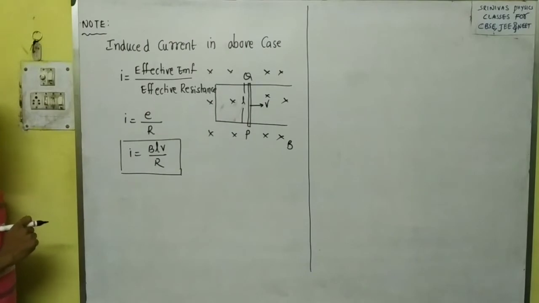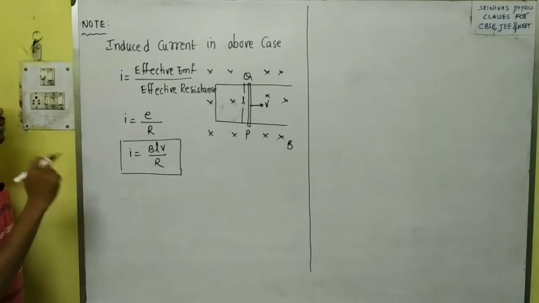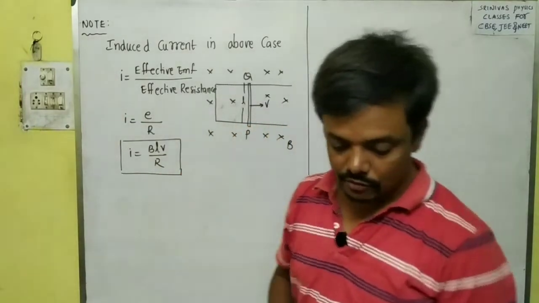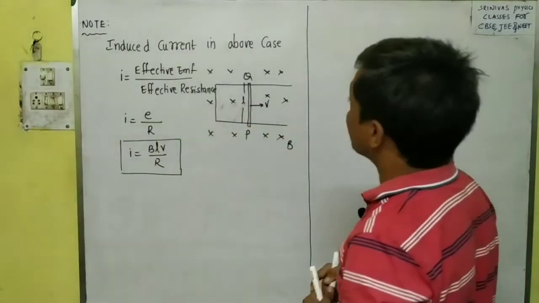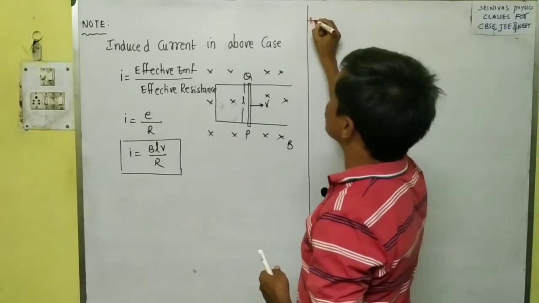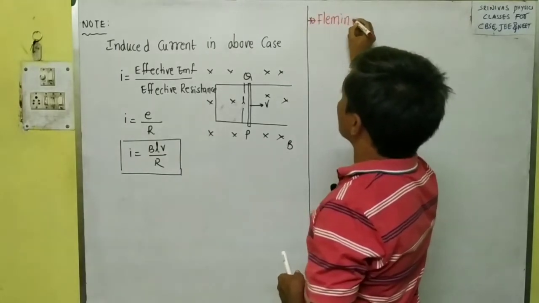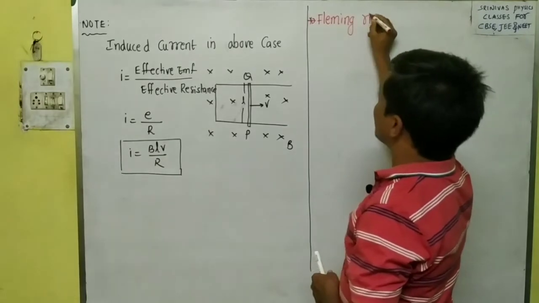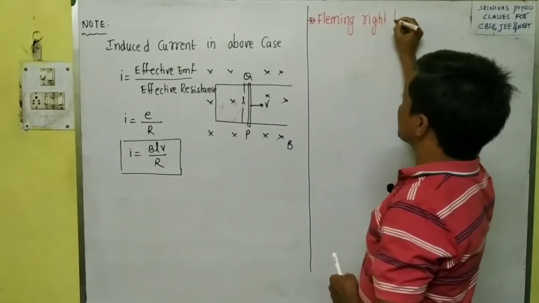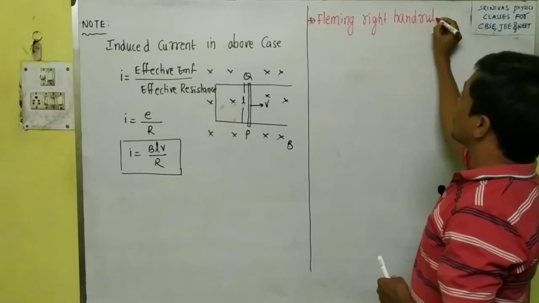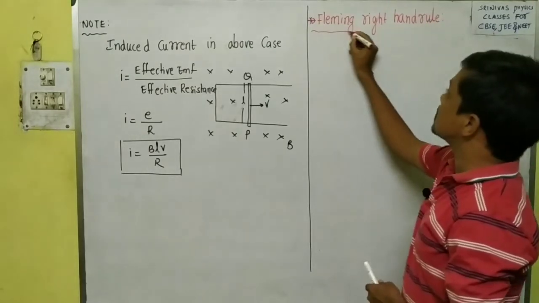If you want to know the direction of the induced current, then you have to use a rule, that is the Fleming right hand rule. The Fleming right hand rule is useful to know the direction of the induced current. What is the use of this rule?